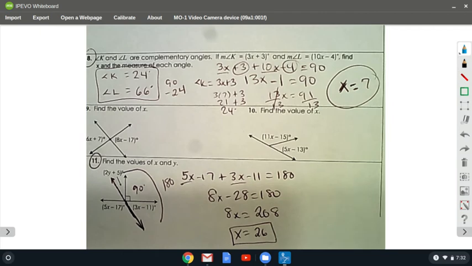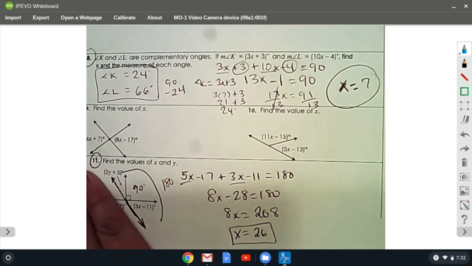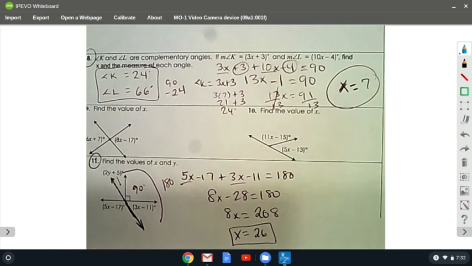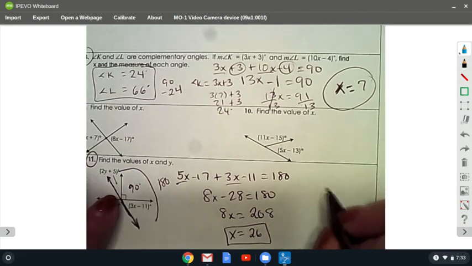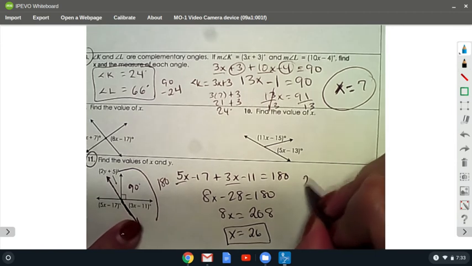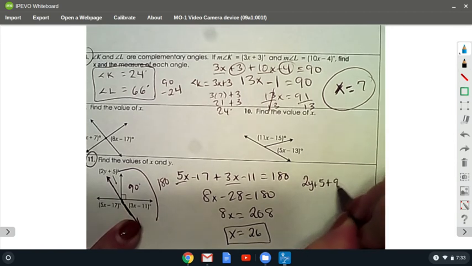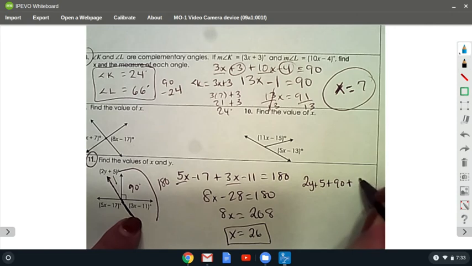Now I've got to start to look at that other relationship over here. So I have these three angles should all add up to 180 because they form a straight angle. They're all supplementary together. I can't really call them a linear pair because pair means two, but I can say that they are supplementary. Okay, so now I'm going to go ahead and add those three angles together. 2y plus 5 plus 90 plus 3x minus 11 equals 180.